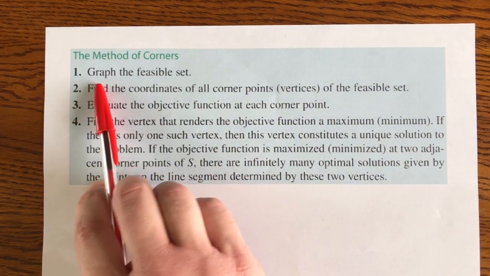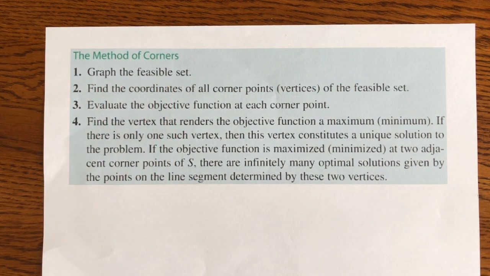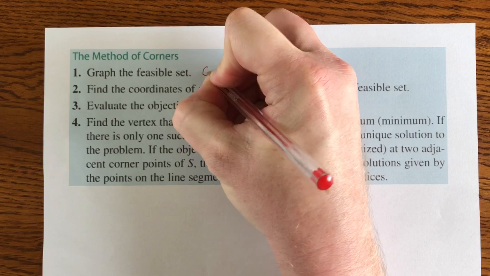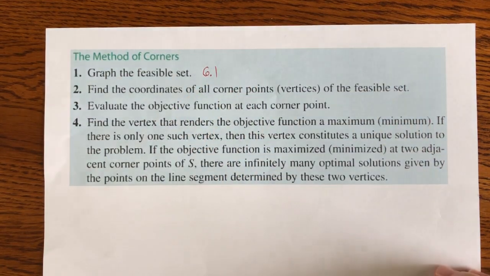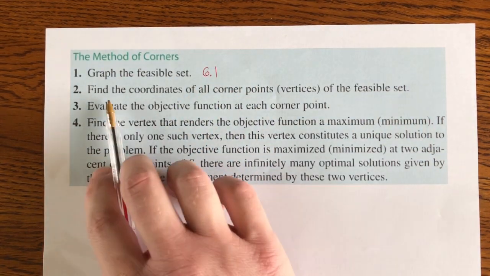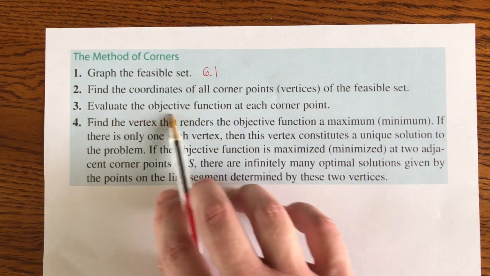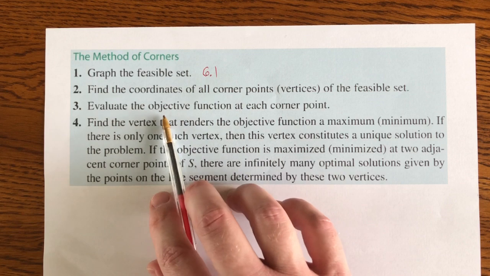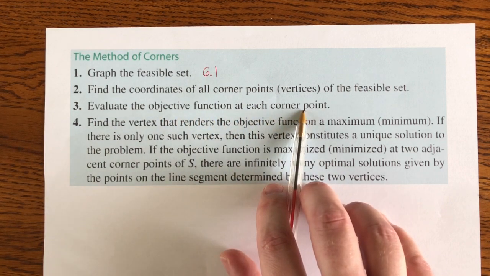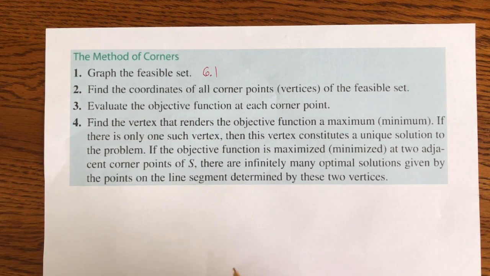These are basically the guidelines that we need to be following to use what is called the method of corners. First thing we need to do is graph the feasible set, using techniques we've already discussed in section 6.1. At that point, we'll find all the coordinates of our vertices or corner points. Then we will evaluate the objective function at each corner point. Whatever vertex spits out the largest value is the maximum, and whatever vertex spits out the smallest value is the minimum.